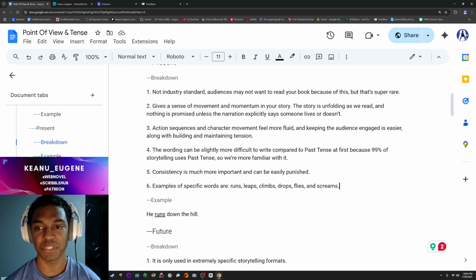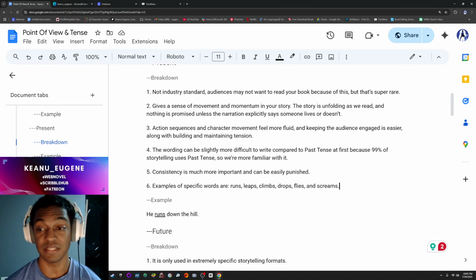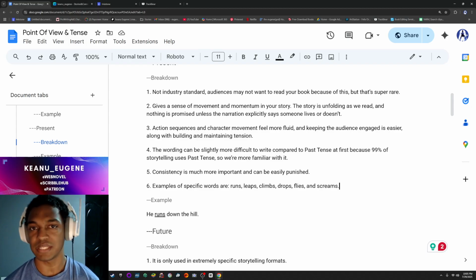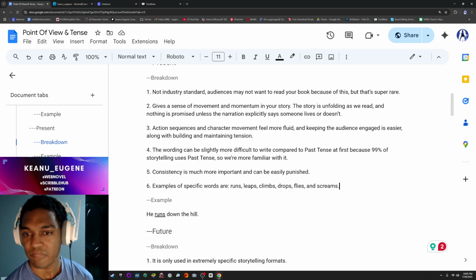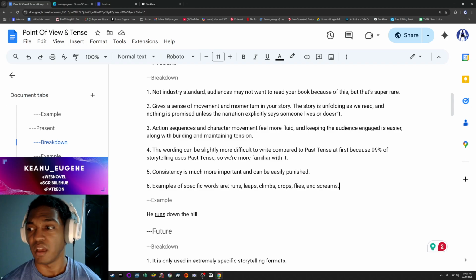Number 3, action sequences and character movement feel more fluid. This ties back to the previous point. Nothing is set in stone. It's not in the past yet, and it's not in the future yet as a prediction. It's happening as we speak, so we're at the edge of our seat. It's easier to build tension in present tense. And when I speak about plot styles, I'll speak way more on tension and framing.